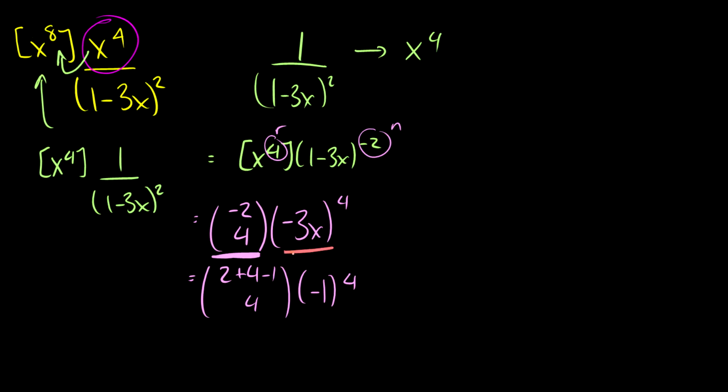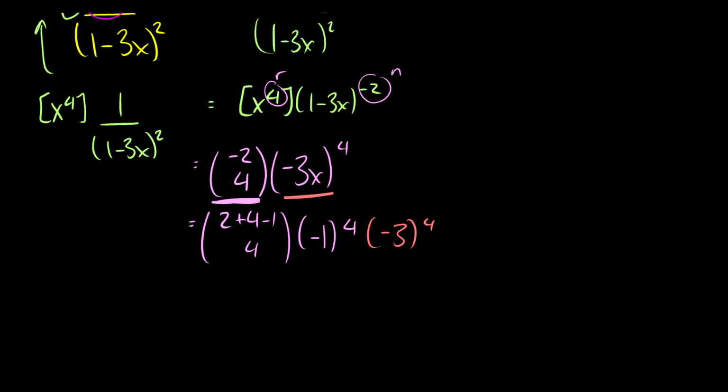Now we'll expand negative 3x to the 4. This is just going to be negative 3 to the 4. And we don't need the x to the 4 because we're only looking at the coefficient. So we get our result as 5 choose 4. This negative 1 and negative 3, they'll end up becoming positive. So this is really just 5 choose 4 times 3 to the 4, which we know was just 5 times 81. So we can actually compute that, which we know is 405.